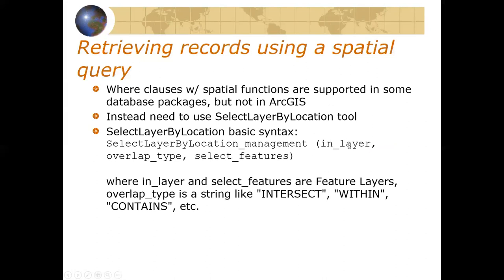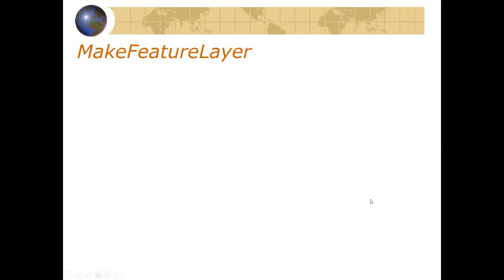And both the input layer and the select features parameters need to be what are referred to as feature layer objects. They can't just be feature classes. They can't just be a reference to a shapefile or to a feature class in a geodatabase. It's got to be something that they call a feature layer. So let's talk about how you get one of those.